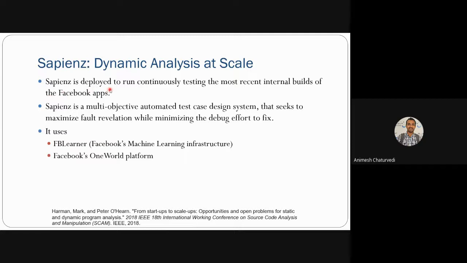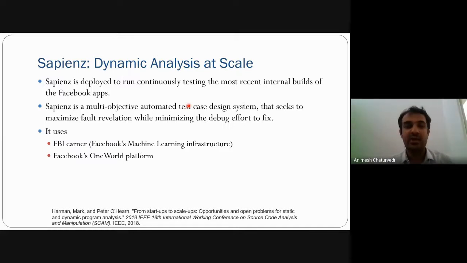So Sapienz is deployed to run continuously, which means it keeps on doing testing. The test cases it has, whether they are correct or not correct, this testing takes place in Infer. Then another feature of Sapienz is multi-objective automated test case generation. So multiple automated test cases are generated, and these seek to find the maximum faults. And Sapienz tries to minimize the debugging effort and the errors that are required to be fixed.